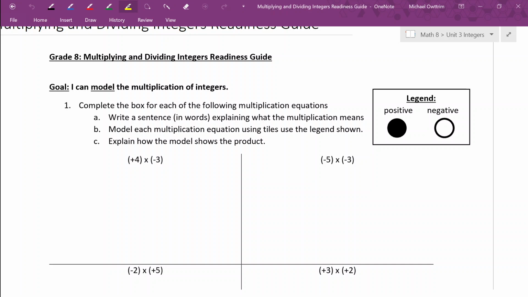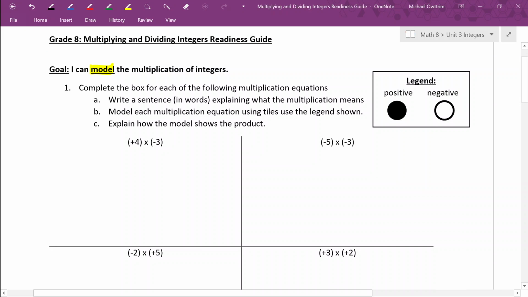First thing we need to be able to do is to model the multiplication or division of integers. And we'll start by just looking at the multiplication of integers. We need to be able to write a sentence explaining what our multiplication means, model the multiplication with tiles, and explain how that model shows the product.